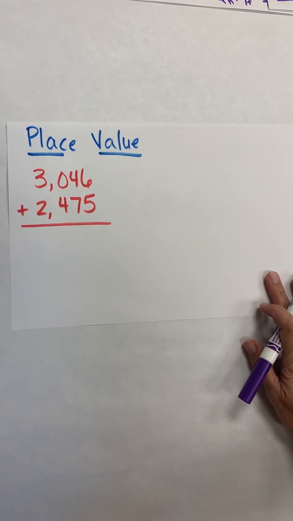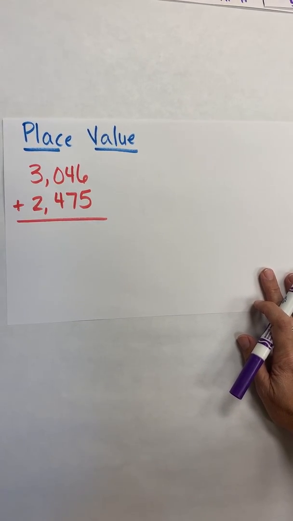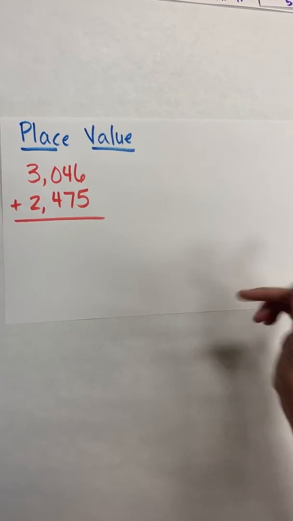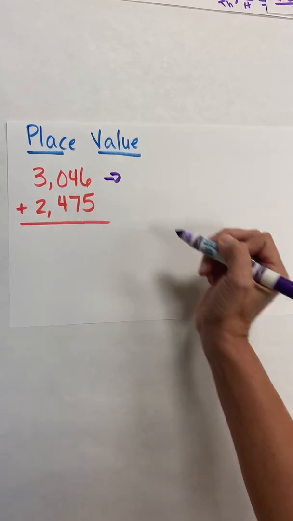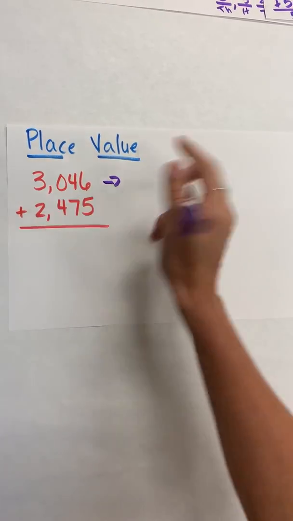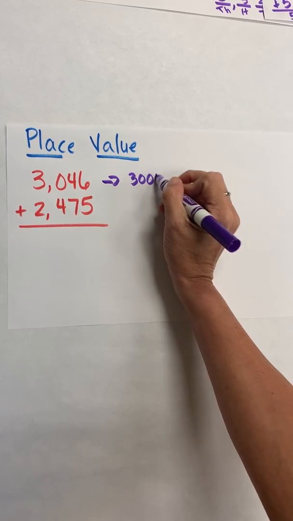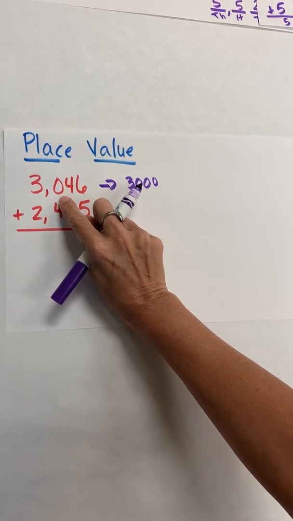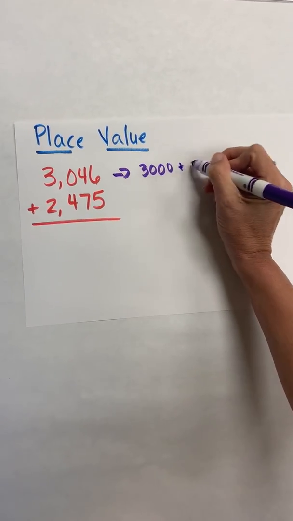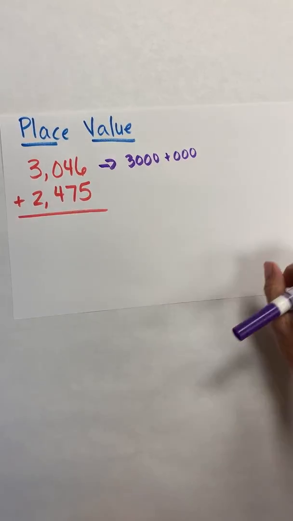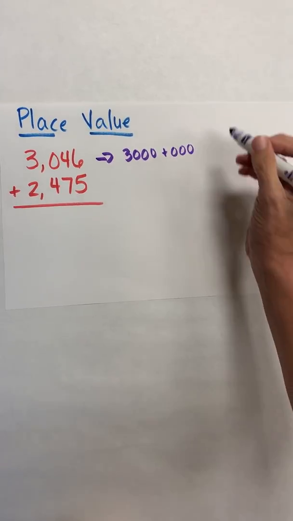So what we're going to focus on, the first strategy here, is place value. Like I said, they did this with 3-digit plus 3-digit numbers. So we're going to decompose this number by place values. I have 3,046, so I have 3,000. I don't have anything in the hundreds place, so I am going to just put 3 zeros just to represent the hundreds place. You can put 1, that's fine.